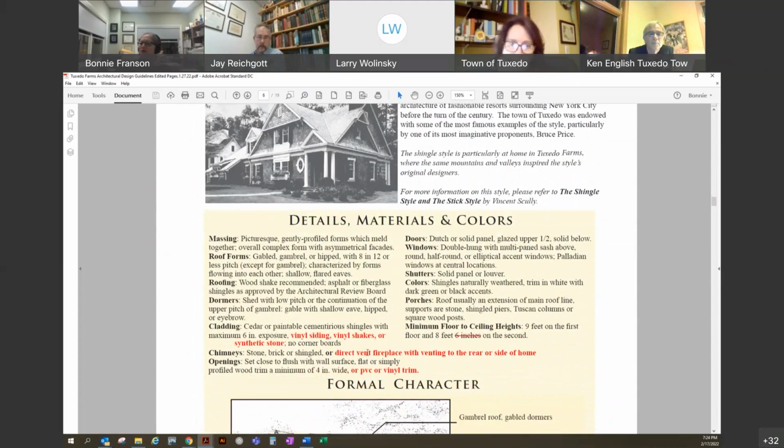Did you have a comment about the fireplace, Michelle? Yeah, it was about all the chimneys for each style. This wording was added: direct vent fireplace with venting to the rear or side of home. And I'm just wondering what that means and what that would look like. Does that mean you wouldn't have any visible chimneys? I'm not sure what that means.